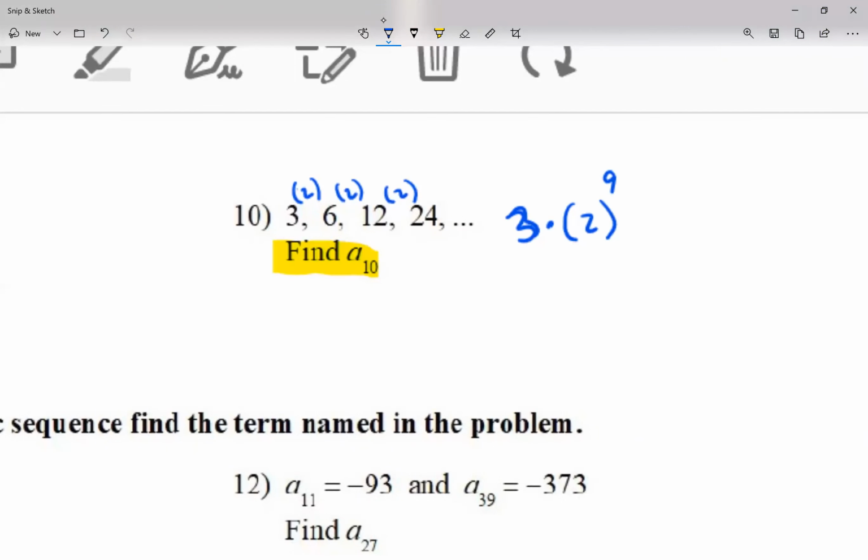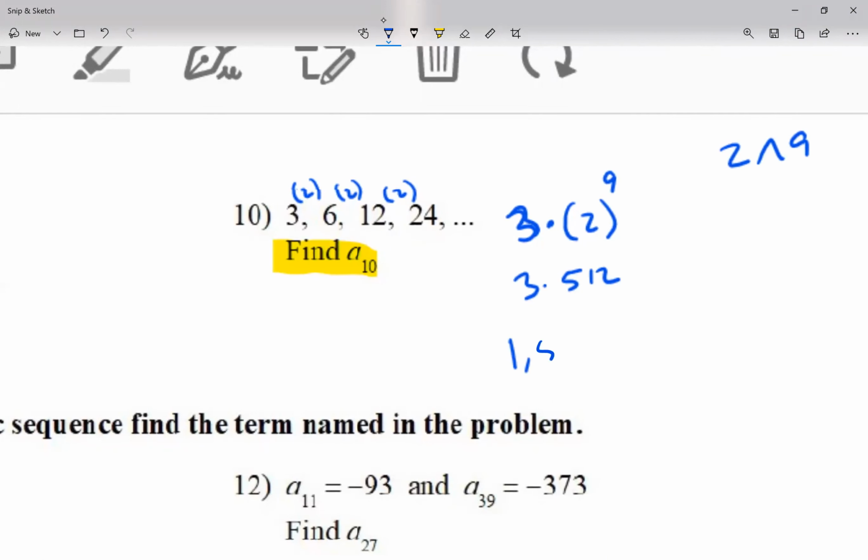Actually, the way I do this, I go 2 to the 9th. There's a button. You should be able to find that. 2 to the 9th is 512. So I have 3 times 512. Remember, order of operations, we do the exponent first. All right, my answer here should be 1,536.